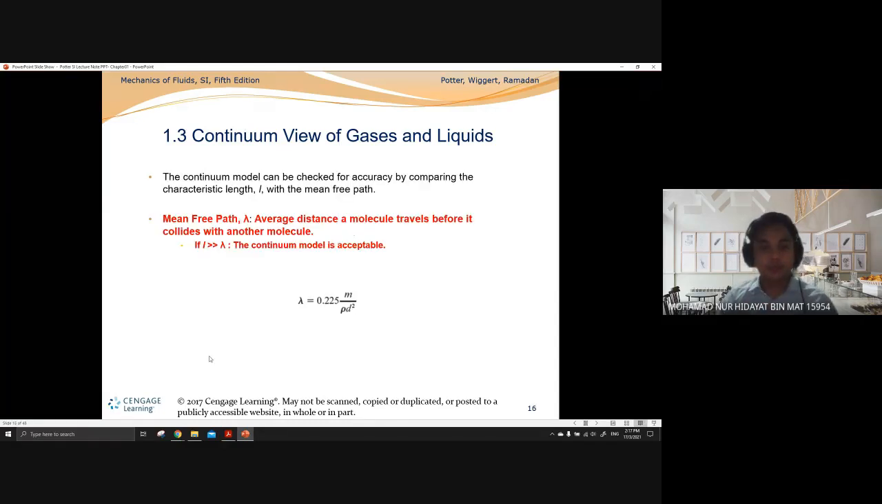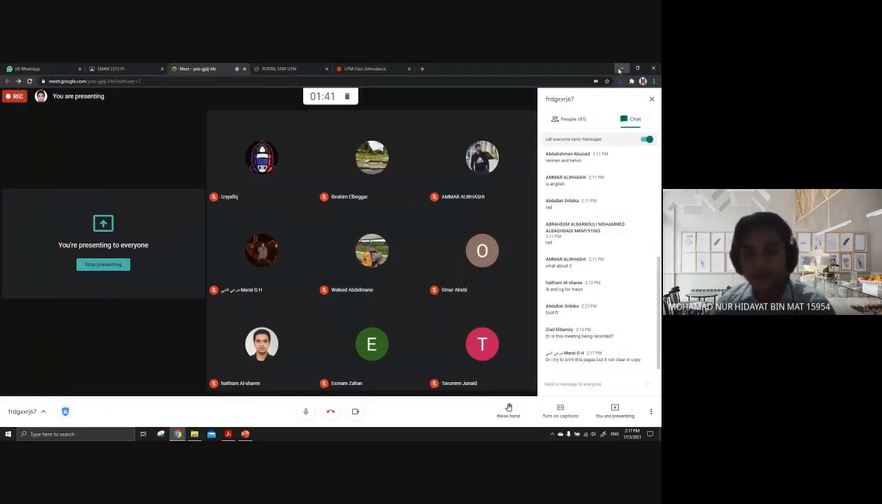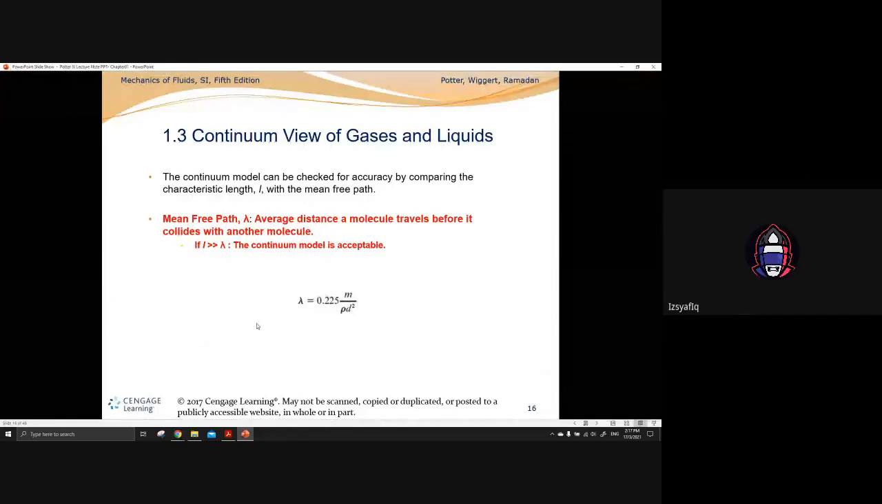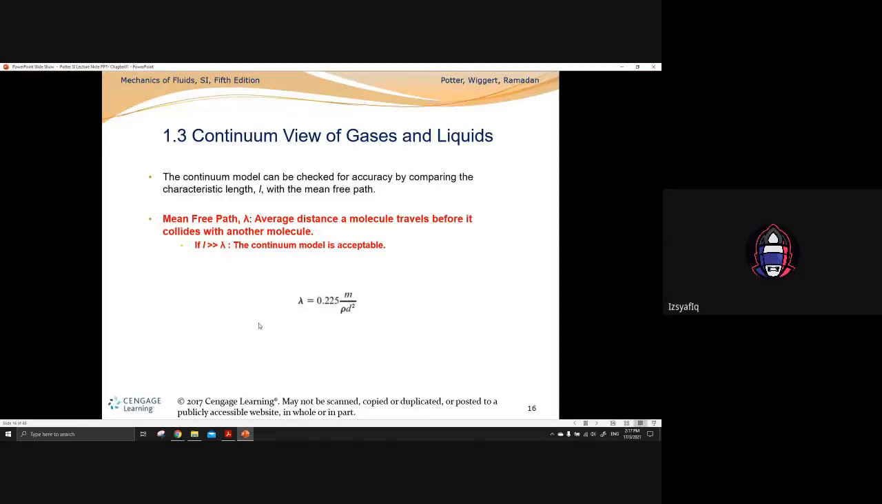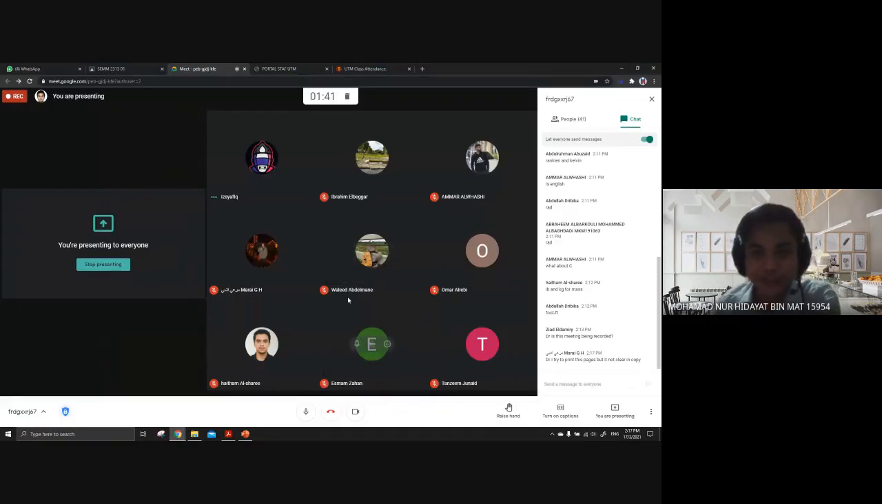Okay, someone asked me about the equation here. So what's your question again? My question is, we already know the value of the mean free path, and there it states that if the value of the length is greater than the value of the mean free path, it means the continuum model is acceptable. Why do we need to know that the continuum model is acceptable? I don't understand. Okay, what's your name? Can you introduce yourself? Syafiq. So I should call you Syafiq.